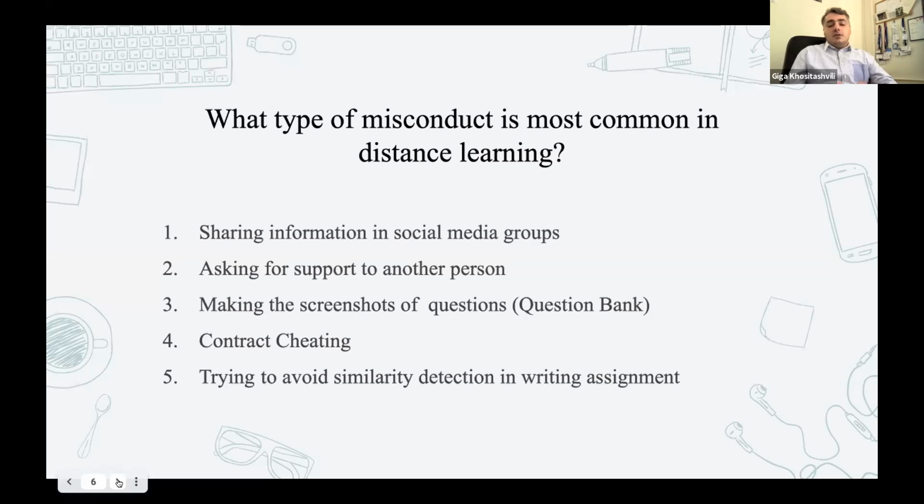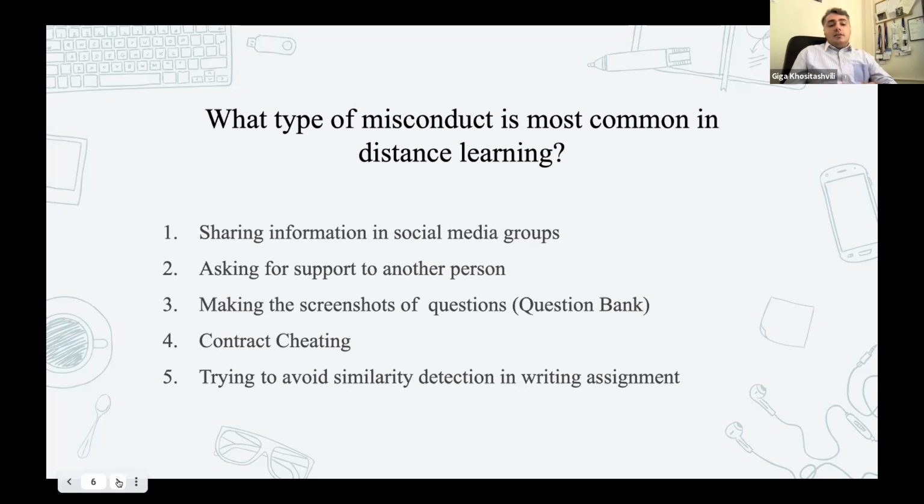Also, they ask for support from another person. We mentioned this before, when students ask for help from their relatives, parents, or whoever. Also, what we noticed is that they make screenshots of the questions, and then they gather these screenshots in one space in these social media groups, and there is a risk of students accessing the question bank. If there is a question bank, by the end of the day it might happen that all of these questions are on the student side. And if the lecturer or the instructor uses the same questions for the finals, for example, that might be a risk. Also, we have cases of contract cheating.